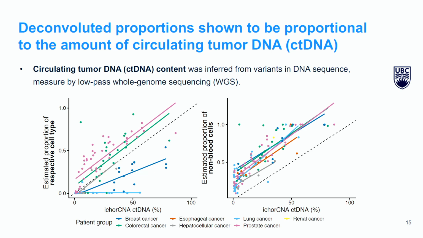In the same data set, we also have valuable information on circulating tumor DNA content, which was measured by low-pass whole genome sequencing, independent from the MeDIP-seq measurements. From here, we can see that the ctDNA content is very much positively correlated with the estimated proportions of either the non-blood cells or the specific cancer tissue types of interest.